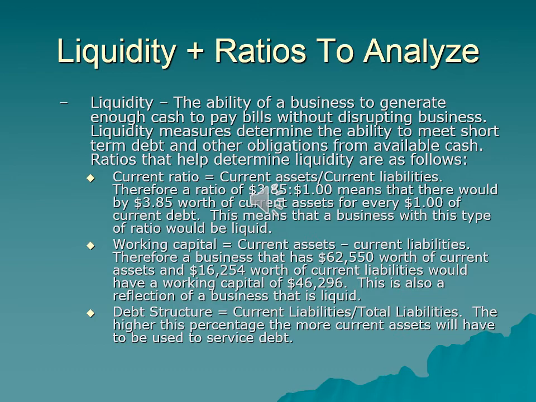Working capital equals current assets minus current liabilities. Therefore, a business that has $62,550 worth of current assets and $16,254 worth of current liabilities would have a working capital of $46,296. This is also a reflection of a business that is liquid. Debt structure equals current liabilities over total liabilities. The higher this percentage, the more current assets will have to be used to service debt.